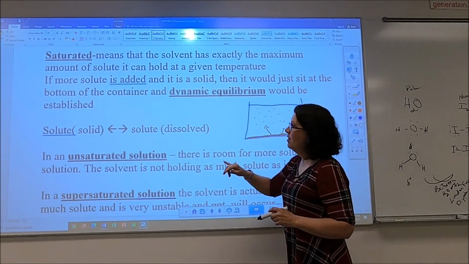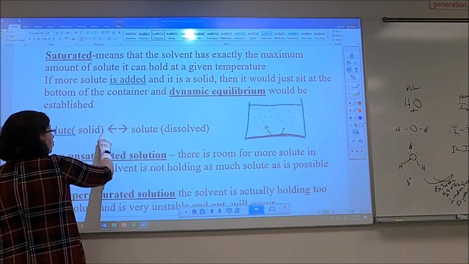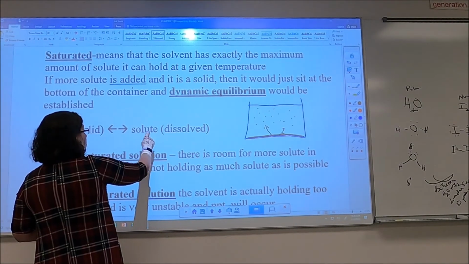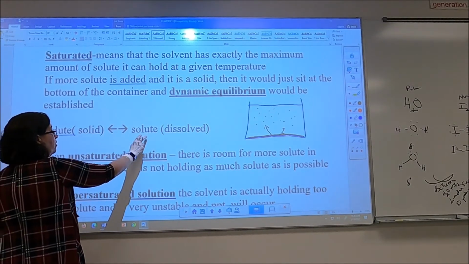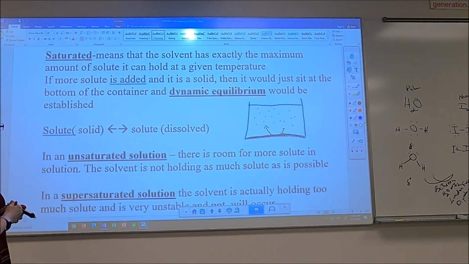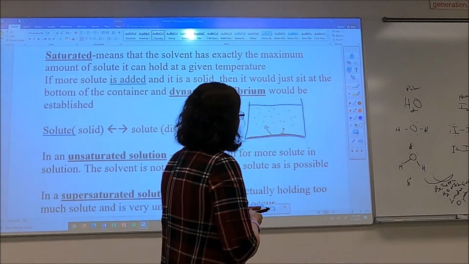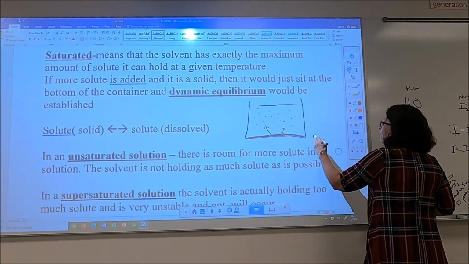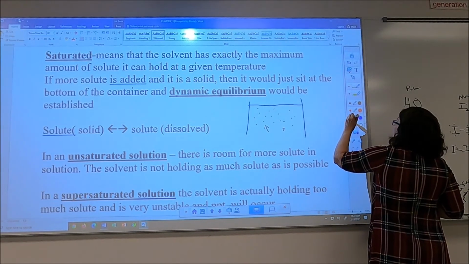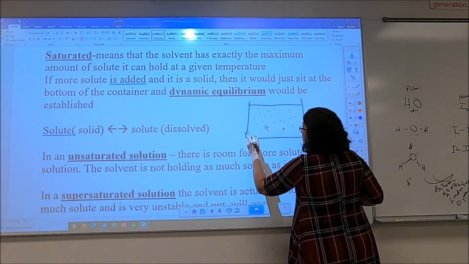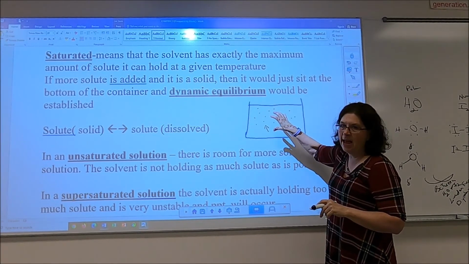We can represent that by saying solute solid, double arrow, because things are going back in both directions, solute dissolved. The number of particles here and the number of particles here don't change. Now, if you have a saturated solution, you can have the situation where you have exactly the number that will fit.